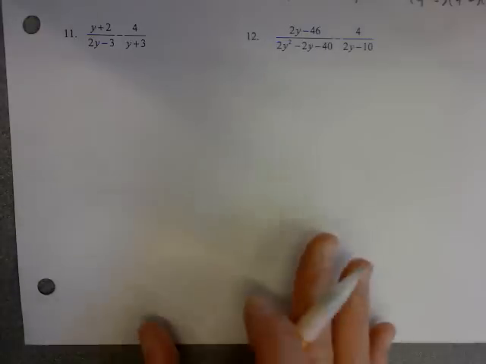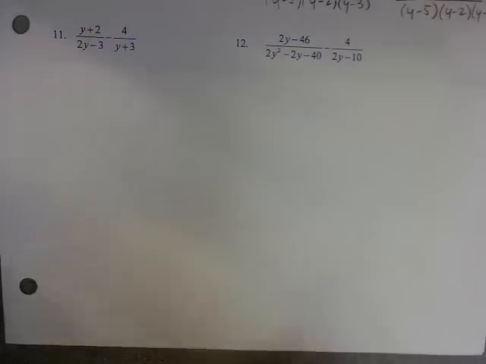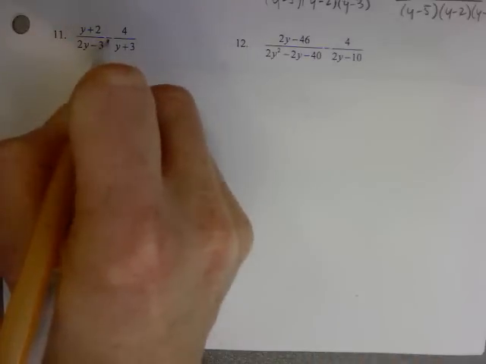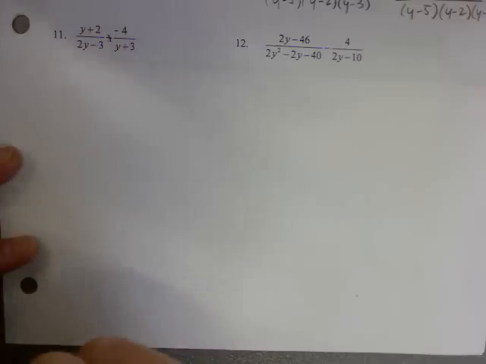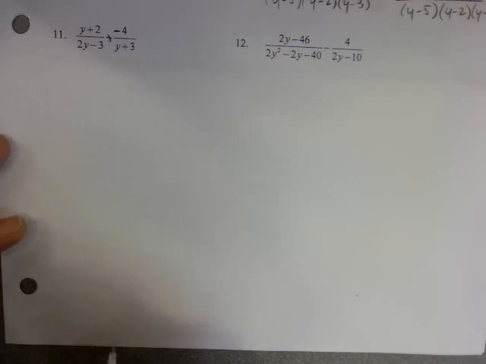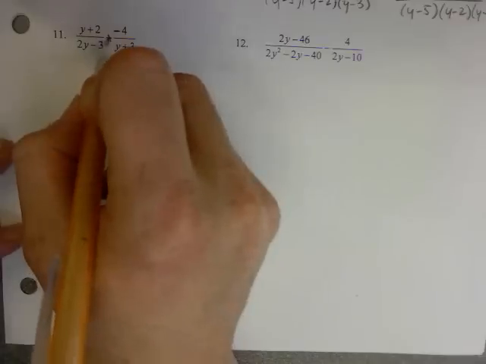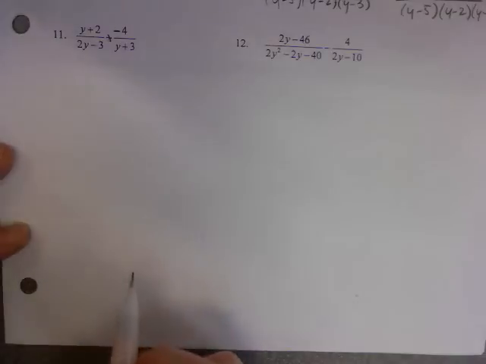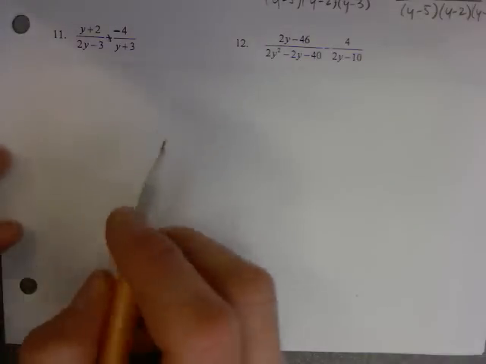In number 11, we're subtracting. So the first thing I would do when we're subtracting is to change the subtraction sign to a positive and move the negative with the expression above the second expression. That way we shouldn't forget to distribute that negative sign. So we now have adding fractions, but we have the negative with the 4. So we need a common denominator.